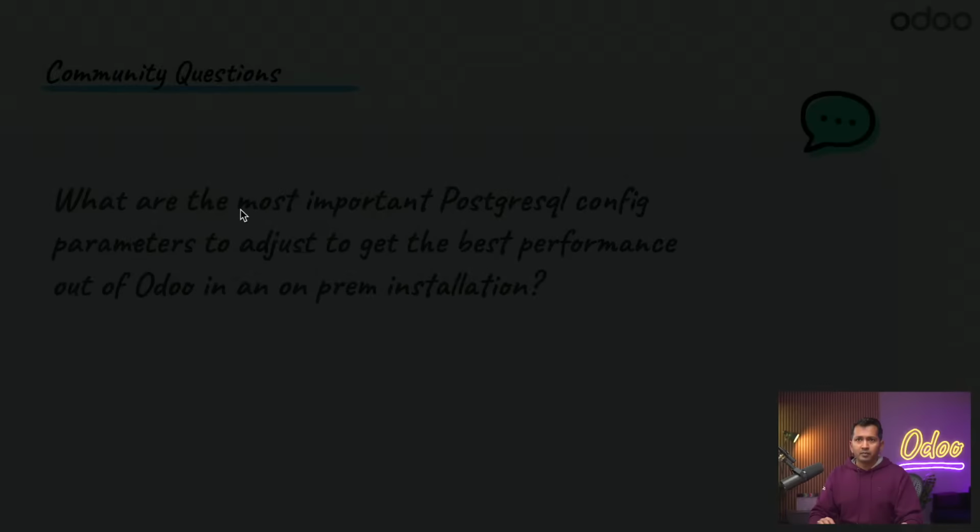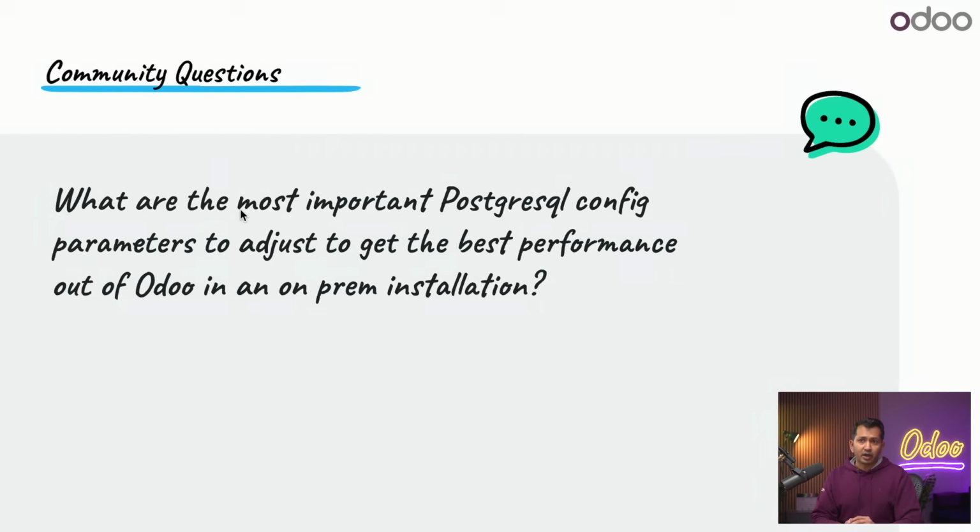Right. Next up, what are the most important Postgres config parameters to adjust to get the best performance out of Odoo in an on-prem installation? This is a very elaborate subject. I'll try to detail as much as I can in the interest of time. Some of the parameters that you should be looking at are related to memory caching, which is very important. When it comes to memory caching, parameters like effective_cache_size, shared_buffers, work_mem, and maintenance_work_mem are the four main parameters that you want to look at. Remember, out of the box, Postgres comes with a 1 GB configuration, which is really bad for Odoo. So if you have an out-of-the-box Postgres, you are pretty much shooting yourself in the foot, so to speak.